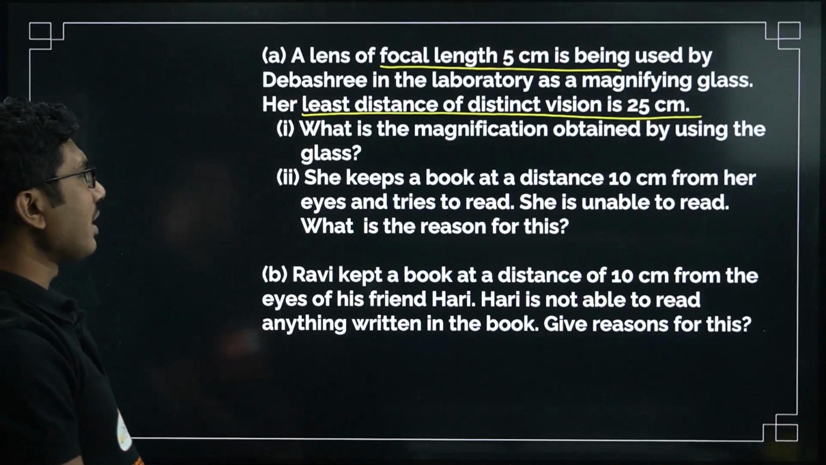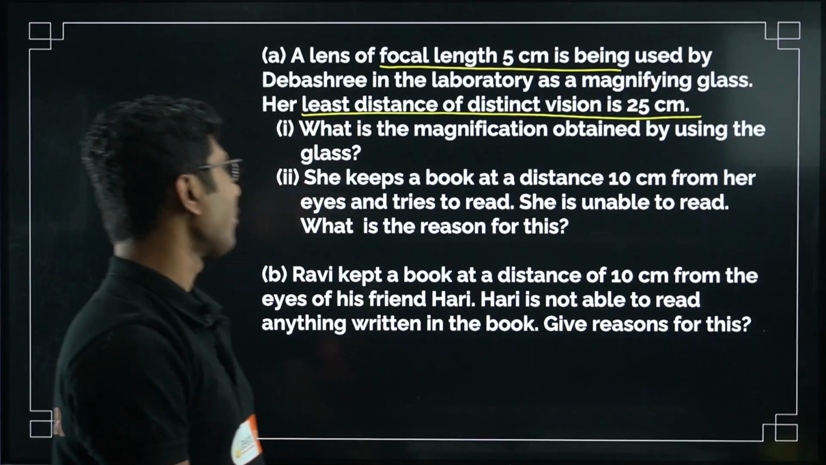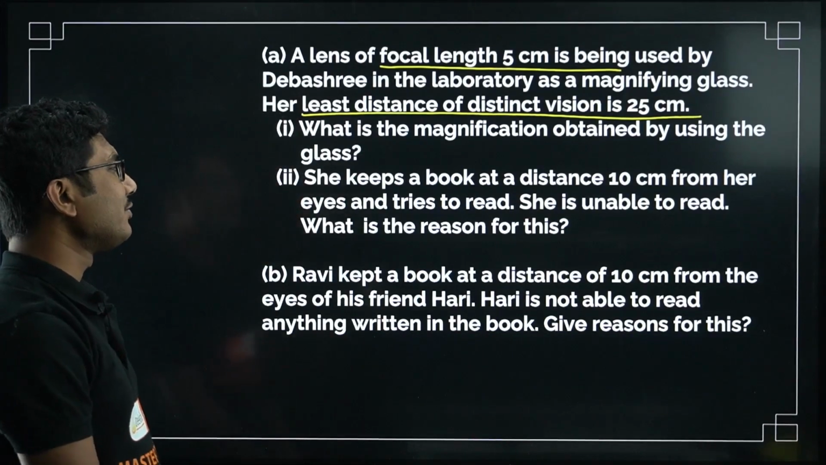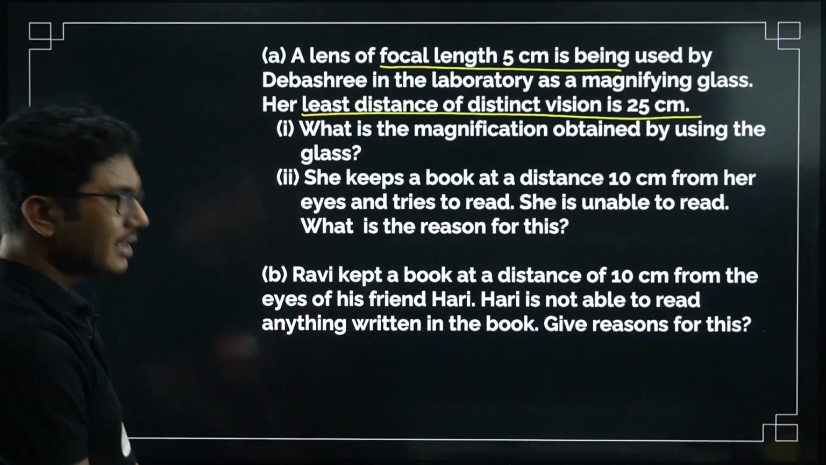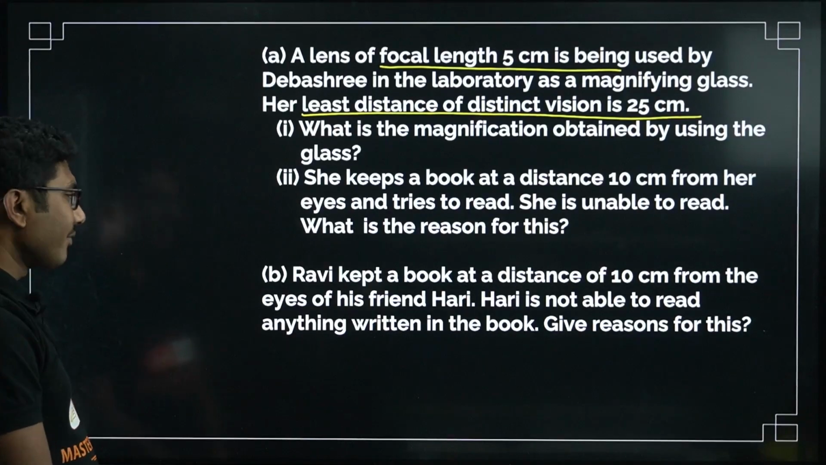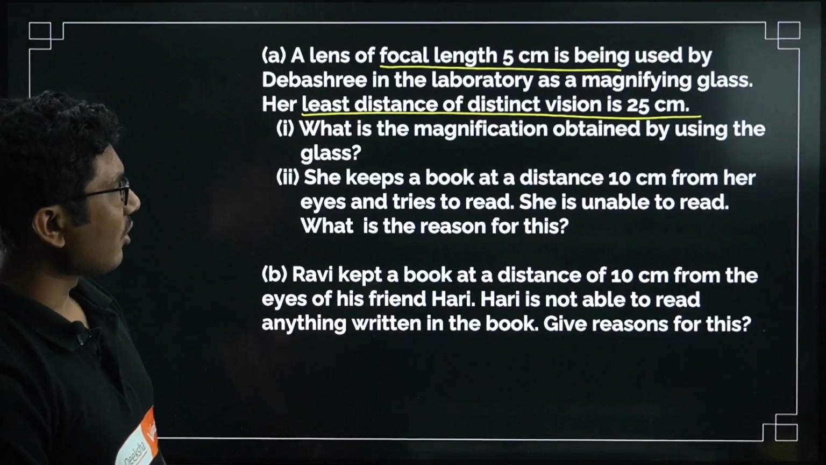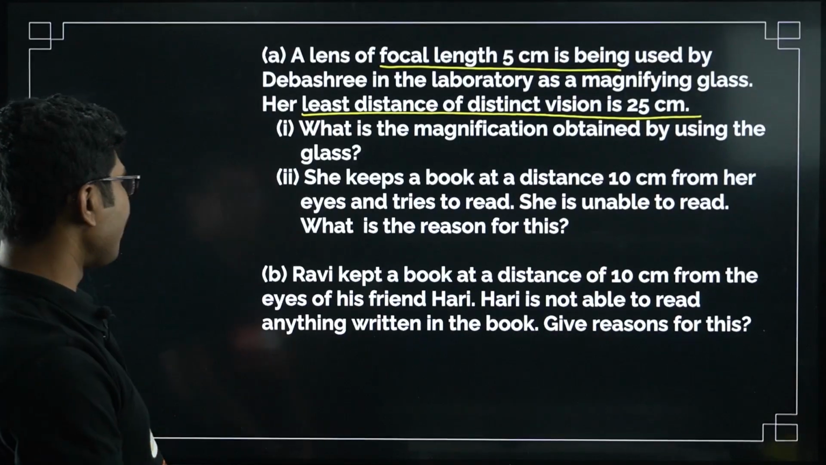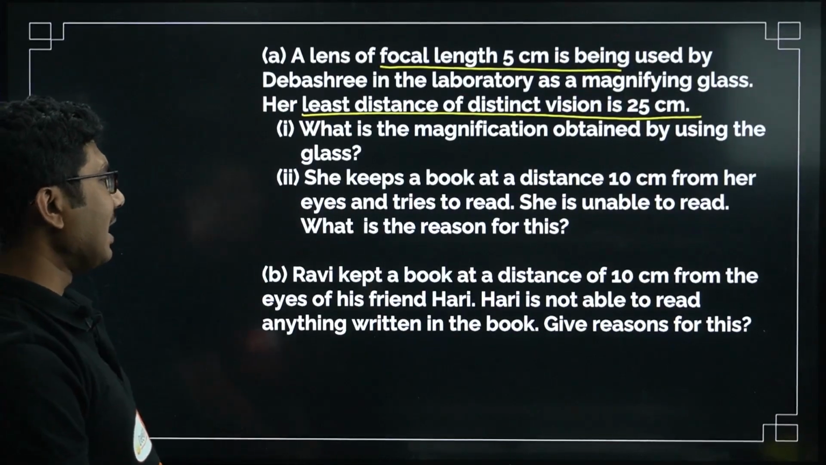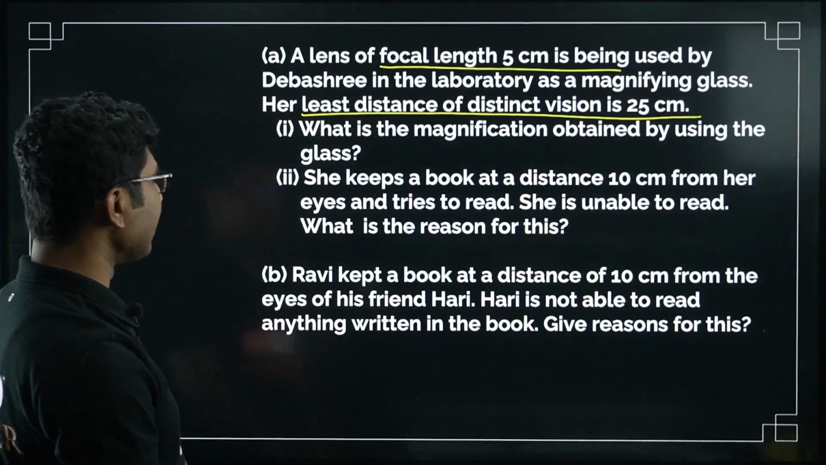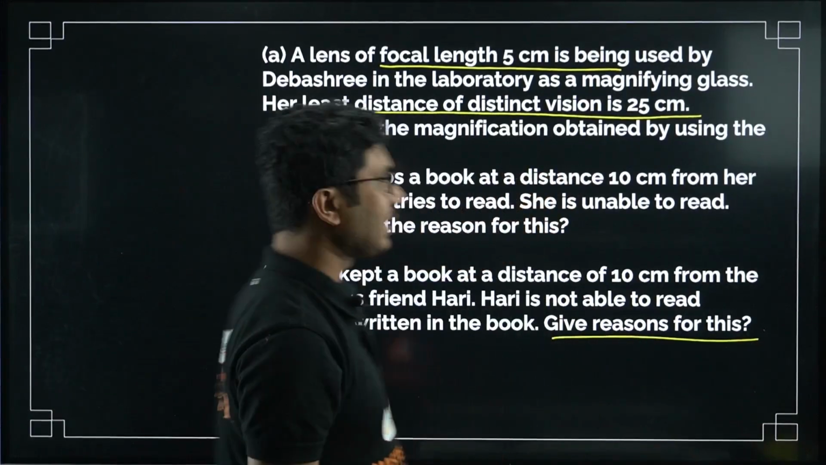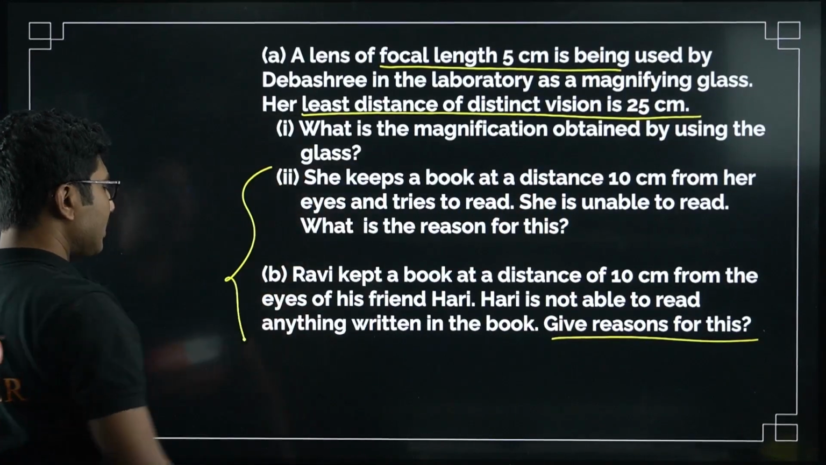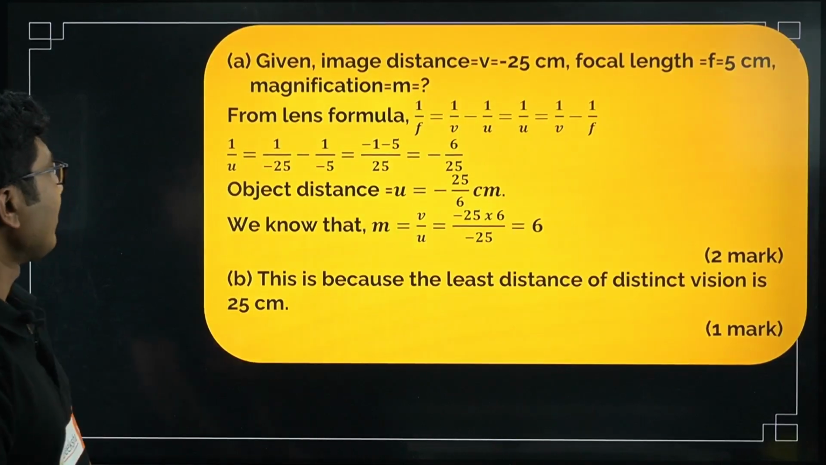She keeps a book at a distance of 10 centimeter from her eyes and tries to read. She is unable to read. What is the reason for this? Another interesting question. Ravi kept a book at a distance of 10 centimeter from the eyes of his friend Hari. Hari is not able to read anything written on the book. Give reason for this. So this is also an important question. These two questions are almost similar. Let's see the answer one by one.